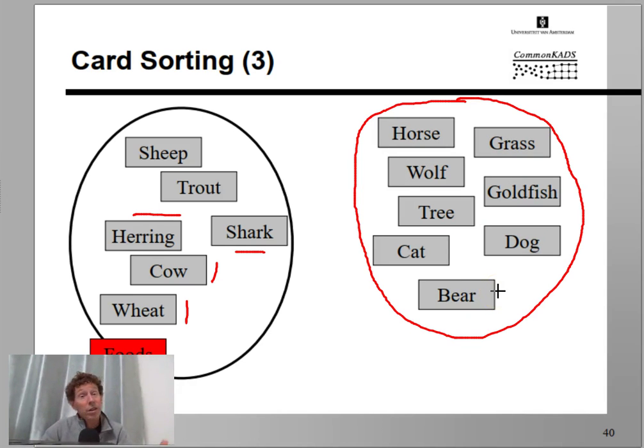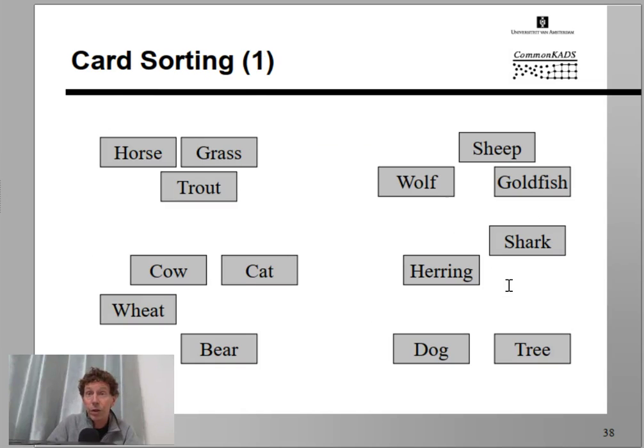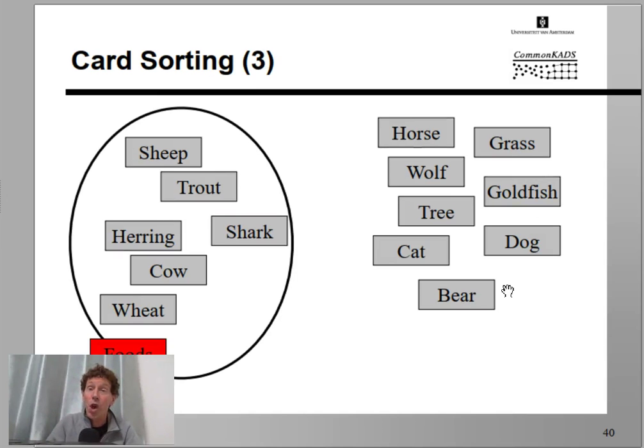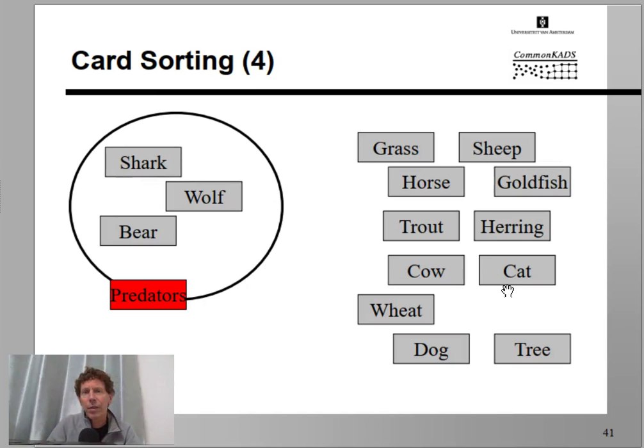So again, this is the same cards that we had on our first slide. Right, the same cards, but now we've not organized them in this way, but we've reorganized them into some other way. Let's see if I have a third example. Yes, here's another example. So I now put shark, wolf and bear together, and then the rest.